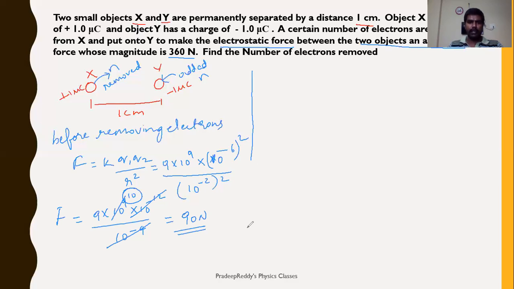Previously the force was only 90 Newton. Now it has been changed to 360 Newton when you are removing n number of electrons. When you remove n number of electrons from X, what would happen? Q1 dash is equal to, initially its charge is 1 microcoulomb. From this you are separating n number of electrons, so its charge increases, because it is positive, by n into e.